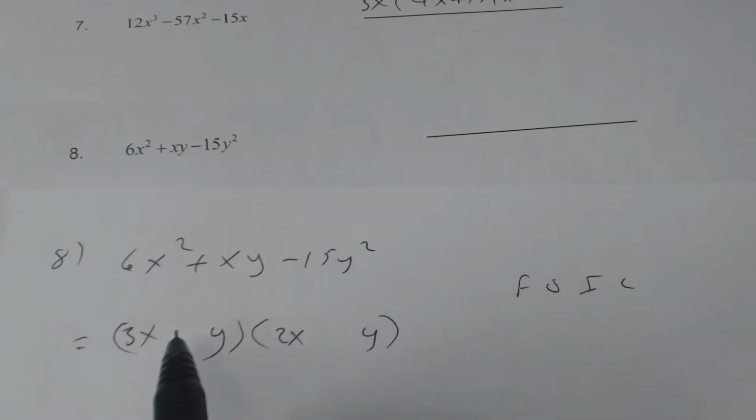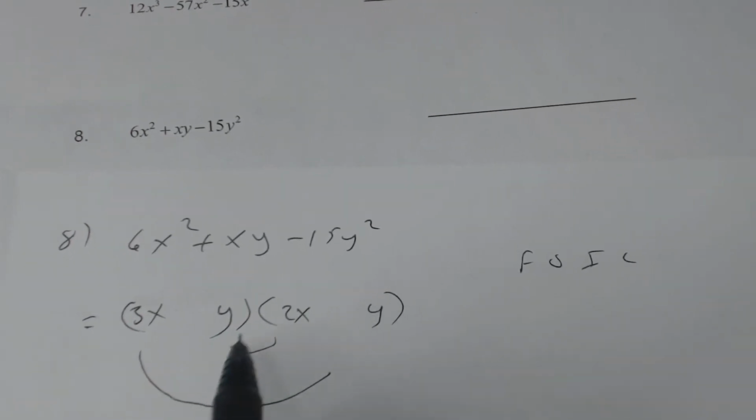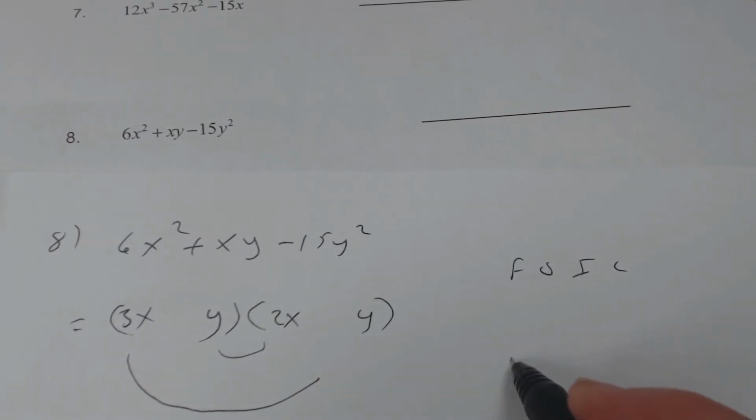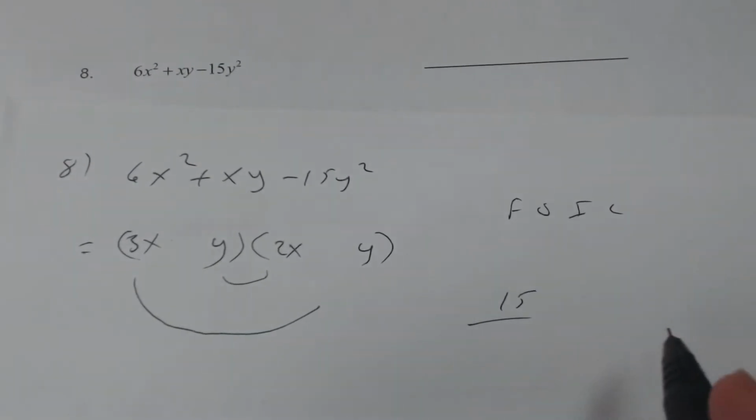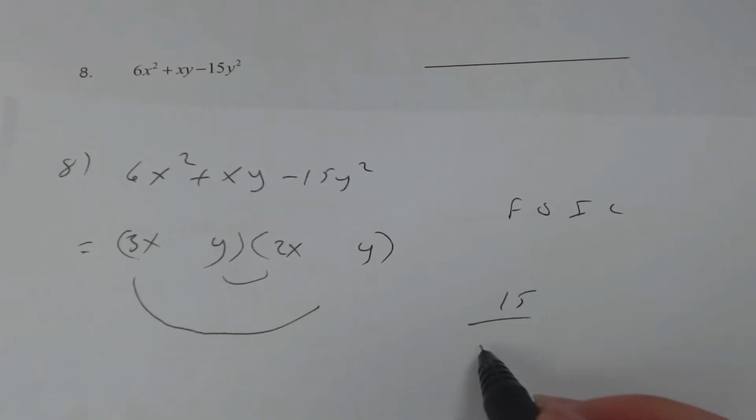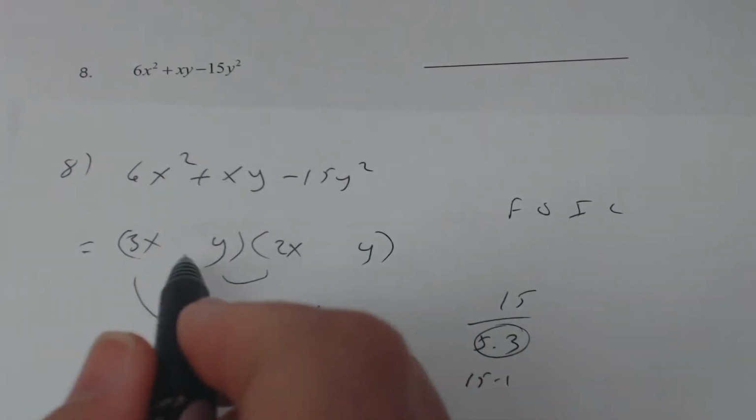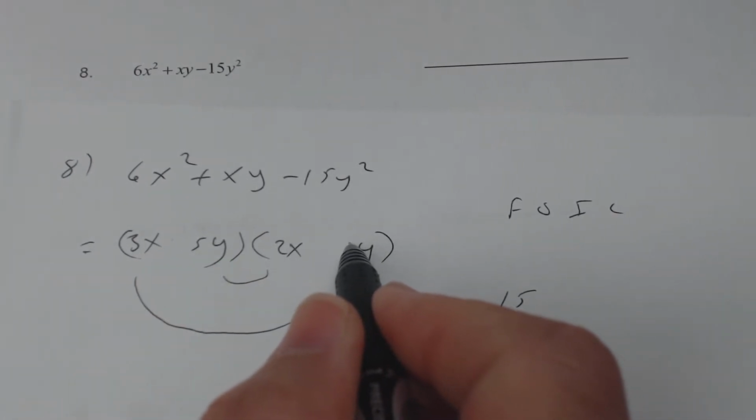But since this is negative, remember one's positive, one's negative. So we're going to take care of that at the end, though. So let's look at the absolute value of this. So let's look at 15 instead. There are a couple possibilities of 15. So 5 times 3, 15 times 1. Let's try 5 and 3 first. Let's put the 5 with this one and the 3 with this one.